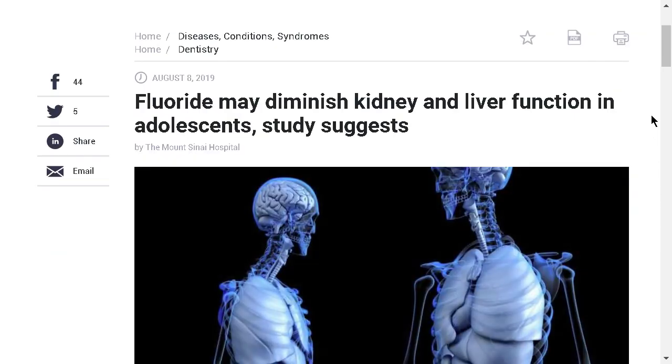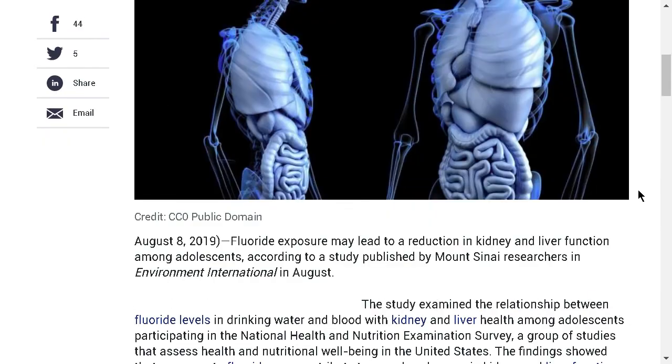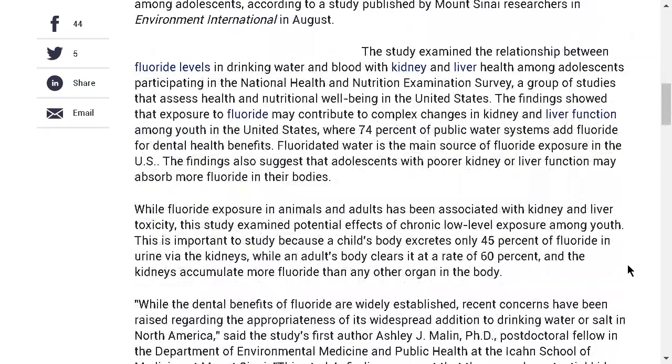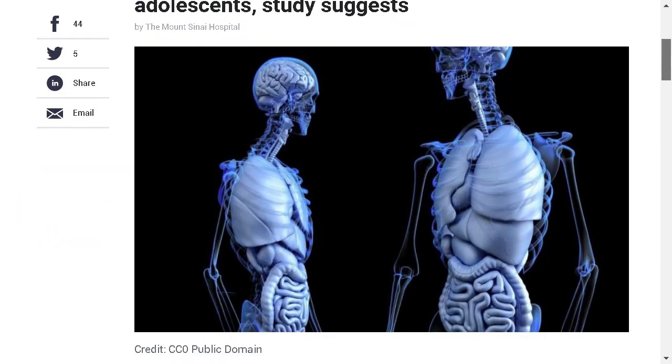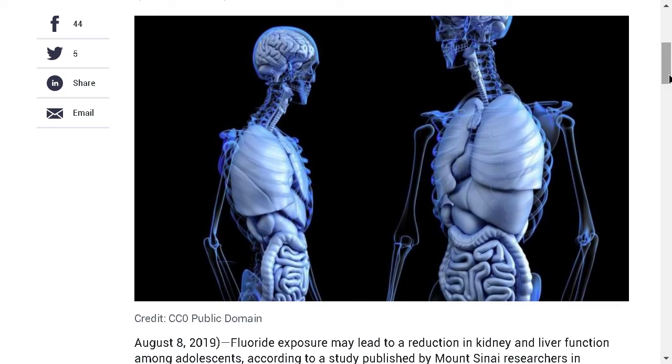Fluoride may diminish kidney and liver function in adolescence. Now, not every country in the world puts fluoride in their drinking water. It's one of the dumbest things that places like the UK and the US do. One of the dumbest things that is done. So stupid. The government claims that it's for dental health, which is a ridiculous idea. And the fluoride essentially makes your water poisonous.